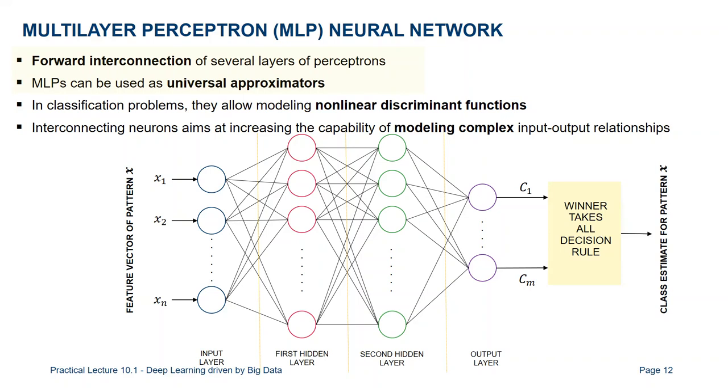And here it's important to know that a multi-layer perceptron can be used as a universal approximator. So what does it mean? The universal approximation theorem claims that standard multi-layer feed-forward networks with a single hidden layer, so only one hidden layer, with a finite number of neurons, of which we don't know the number, are able to approximate any continuous function. This is a very important property that you can rely on.